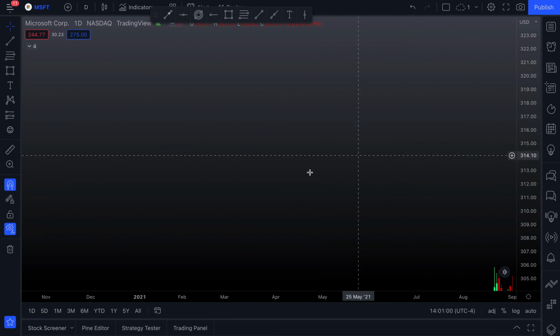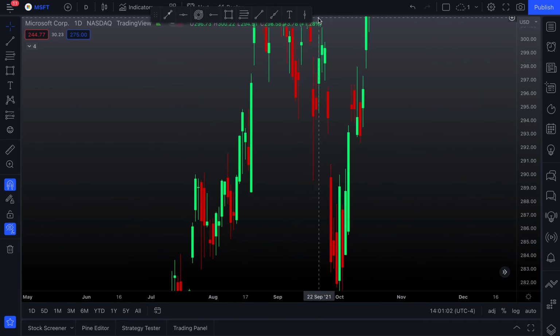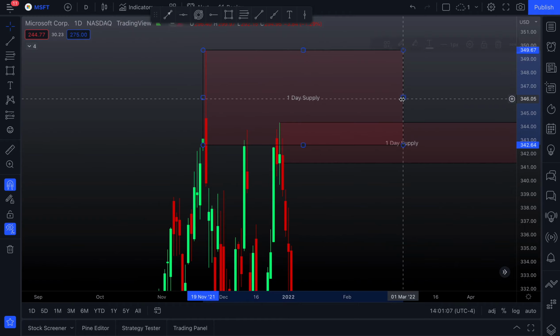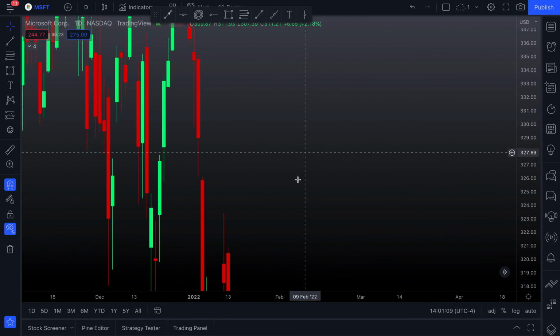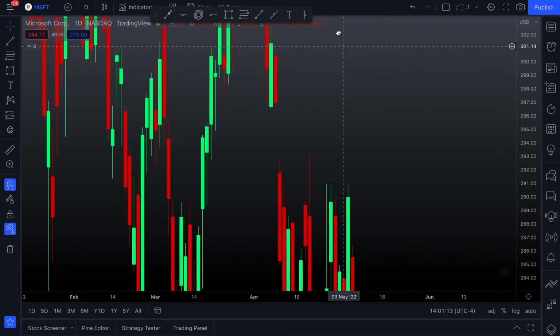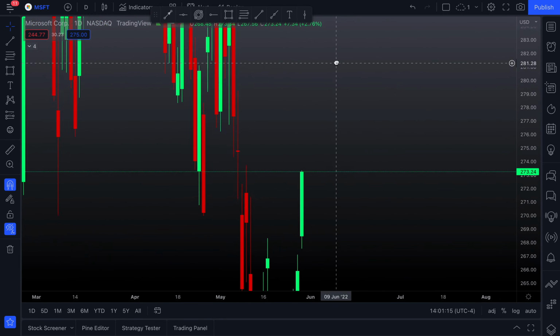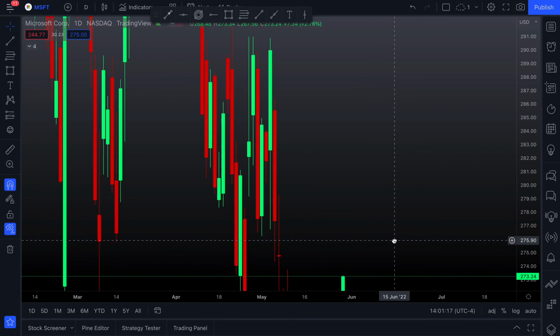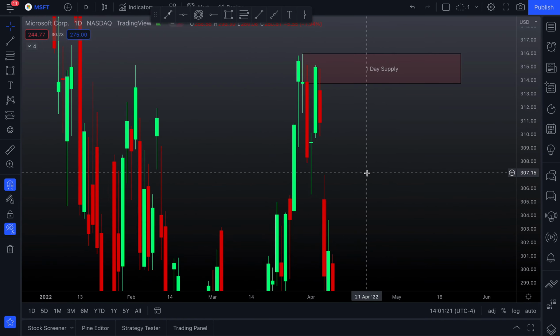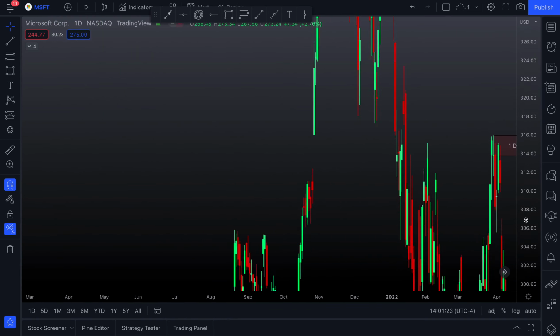So now you just continue to look for, well, since that's the high, there's technically not going to be any more. But now you just look for engulfings as well when you're doing this. So let's see if you can find any engulfing candles. No. So there's no more engulfing supplies. So now we go to demand.